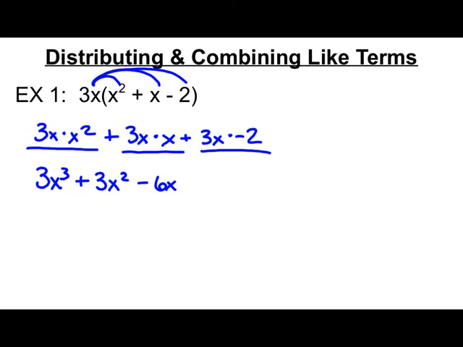Now we call this standard form because the biggest degree or power goes first. We have an x to the third followed by an x squared and then a constant. You always want to list them in standard form.